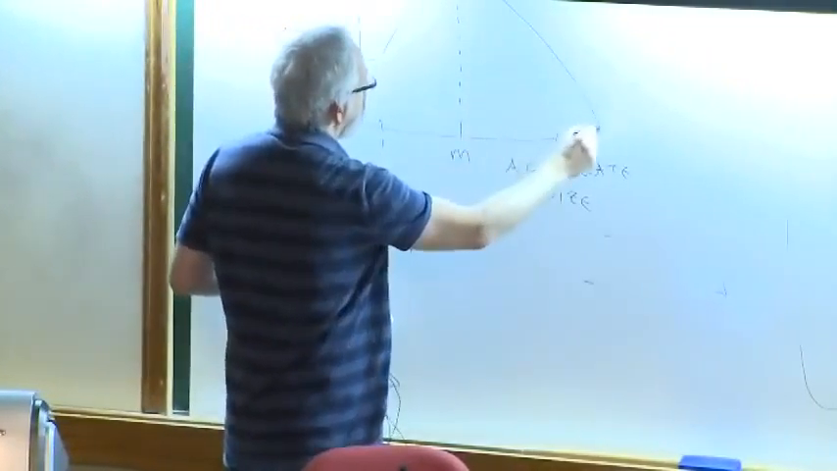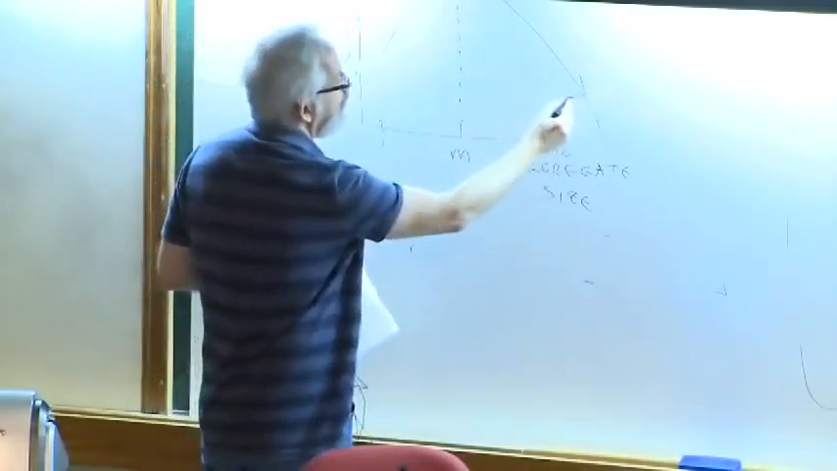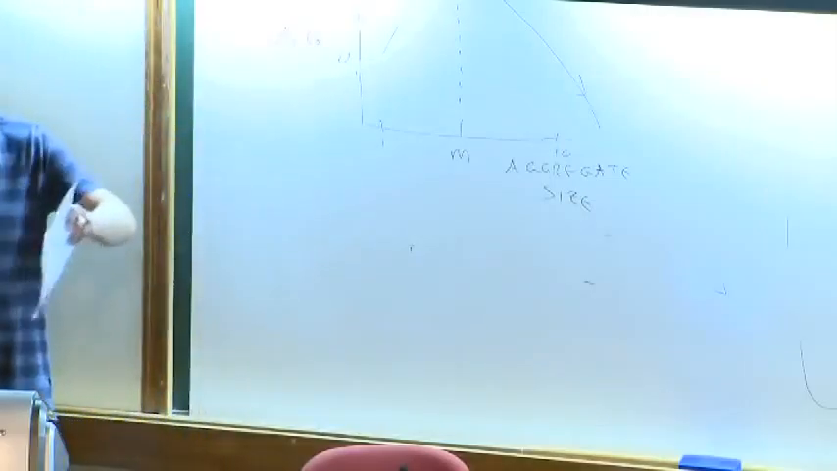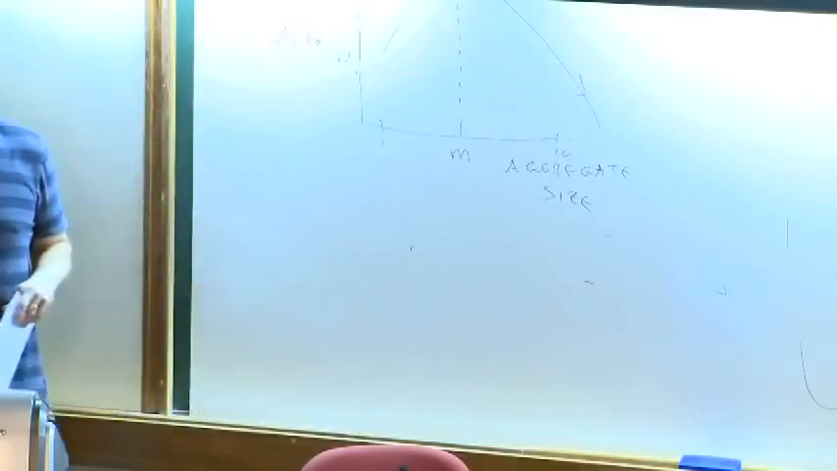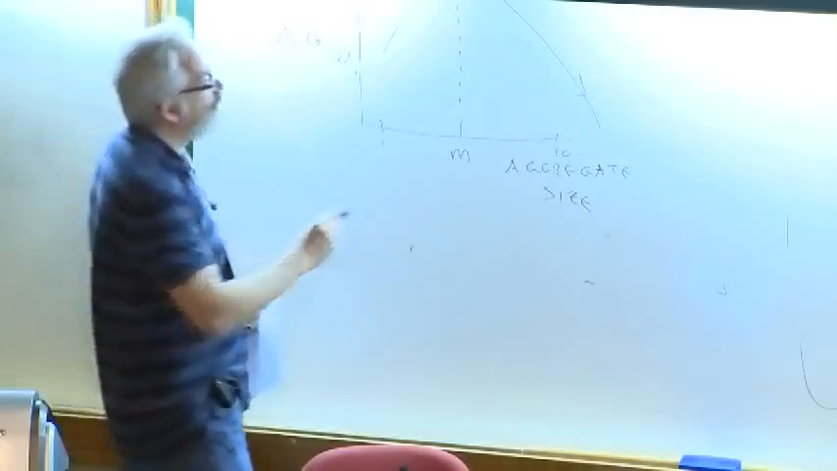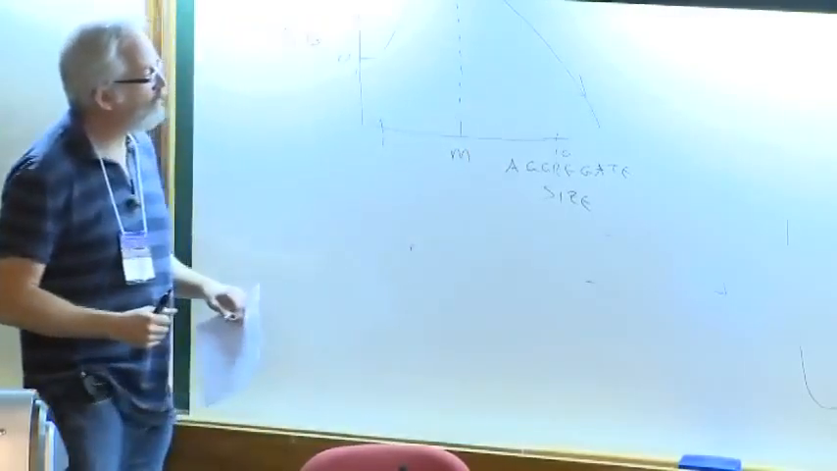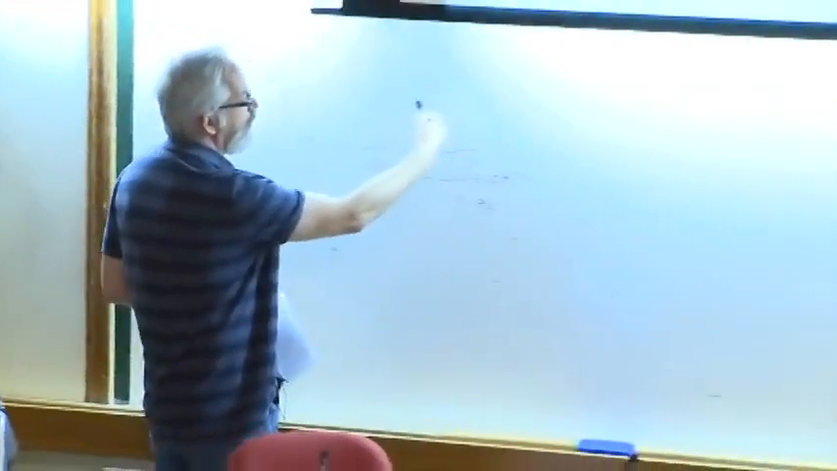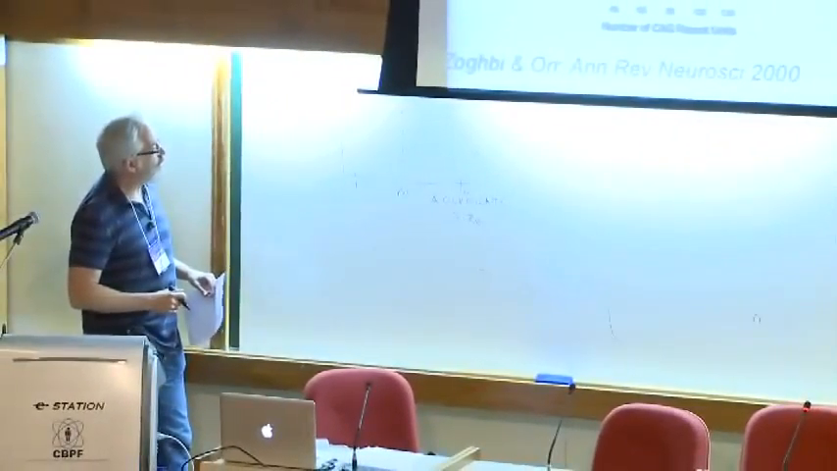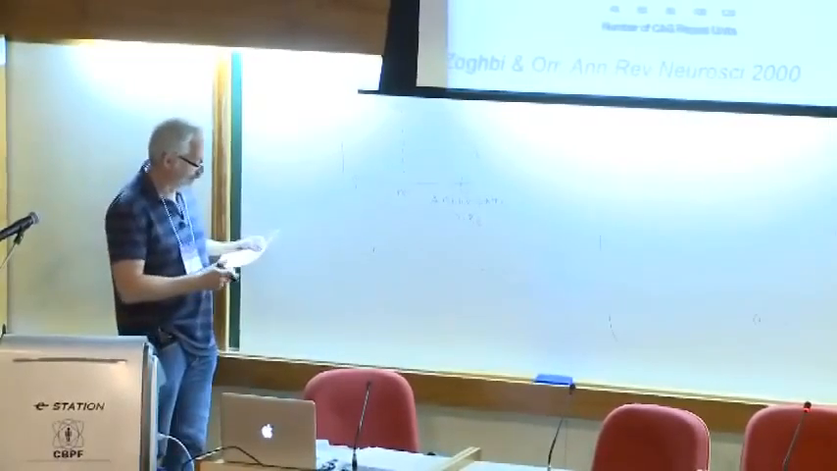And then if you can get over that barrier, then things just run away because you like to form large beta aggregates. You might eventually reach an equilibrium as long as you can peel monomers off of those aggregates. But that's the basic idea, that you have to get over this barrier and then things can run away.